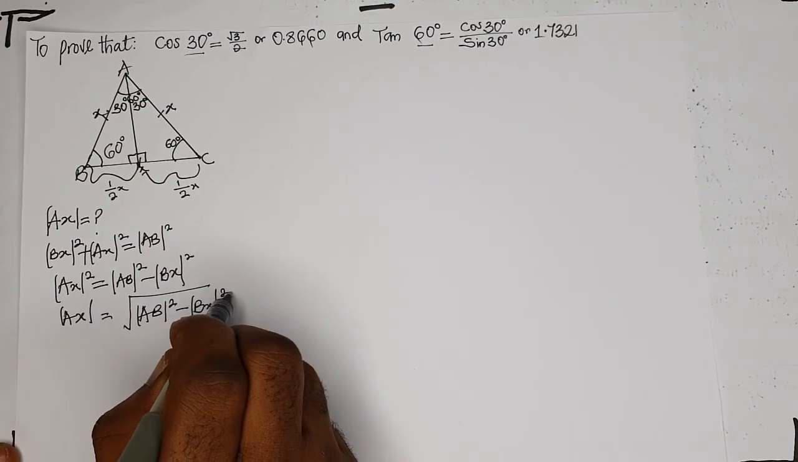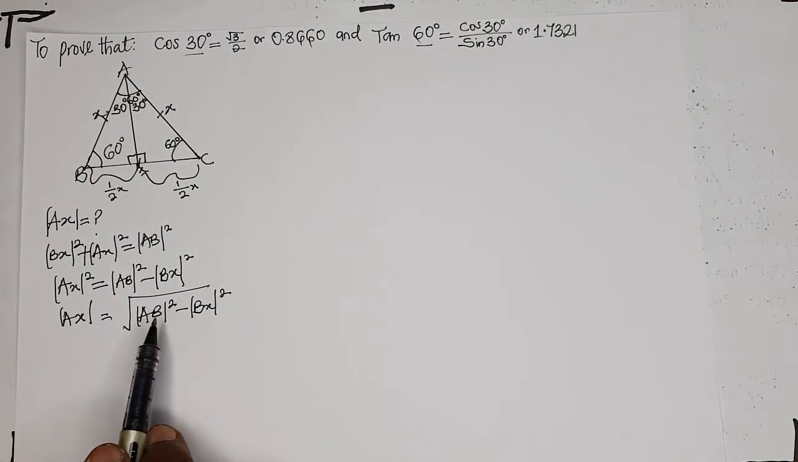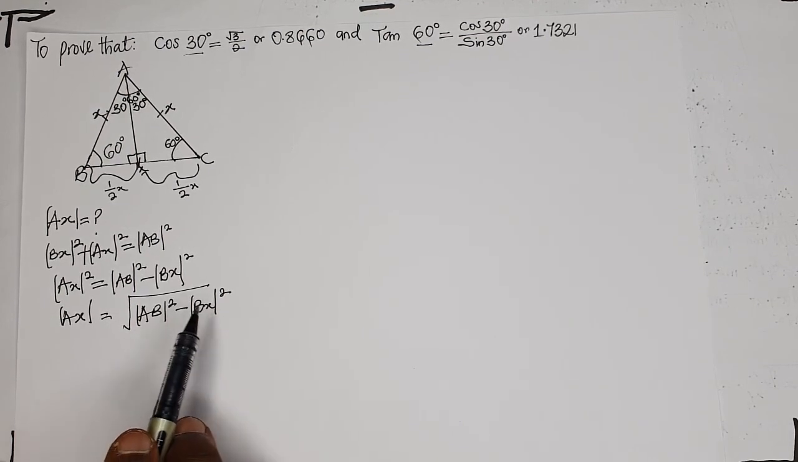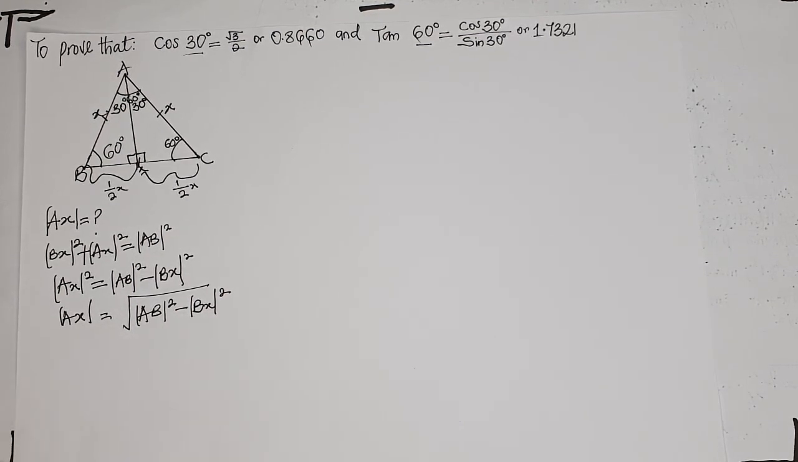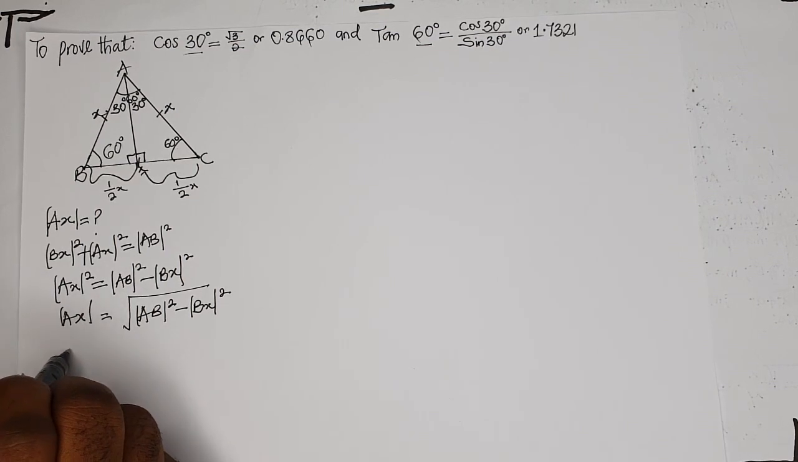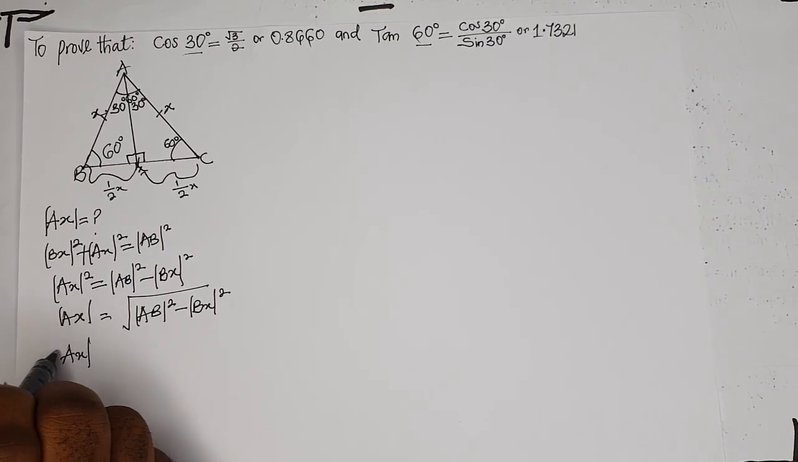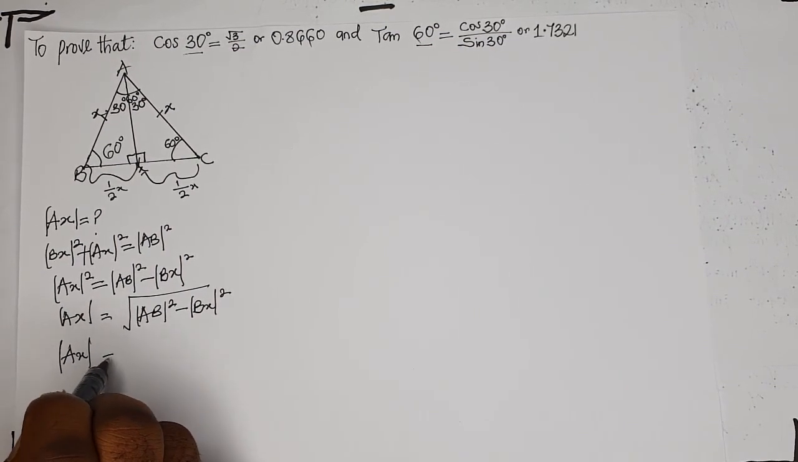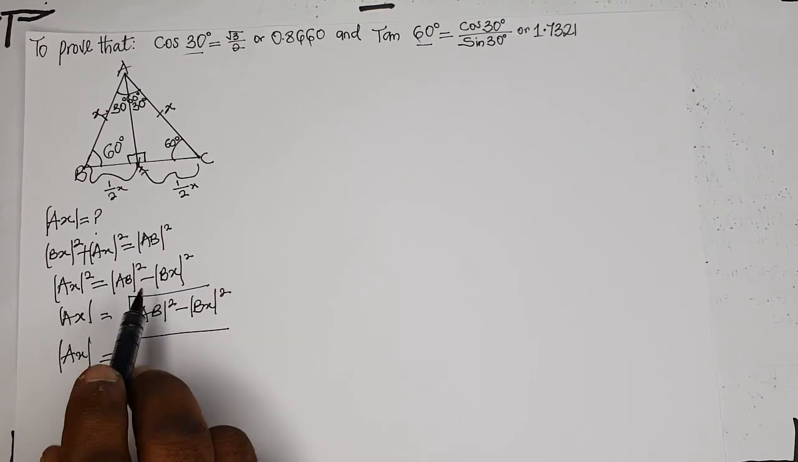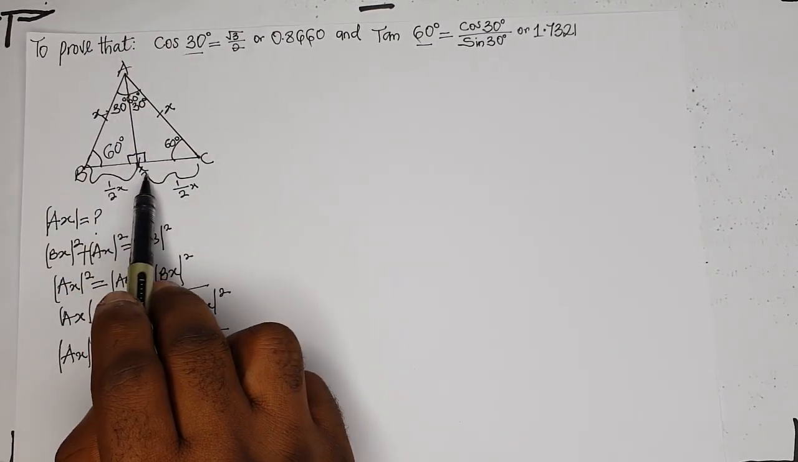This is what we are looking for. So let's find and substitute the values for AB and BX in order for us to find exactly what AX will stand for. So we come down a little more. AX right down here will be equal to the square root of. Now come back to the triangle ABX that we are working with.